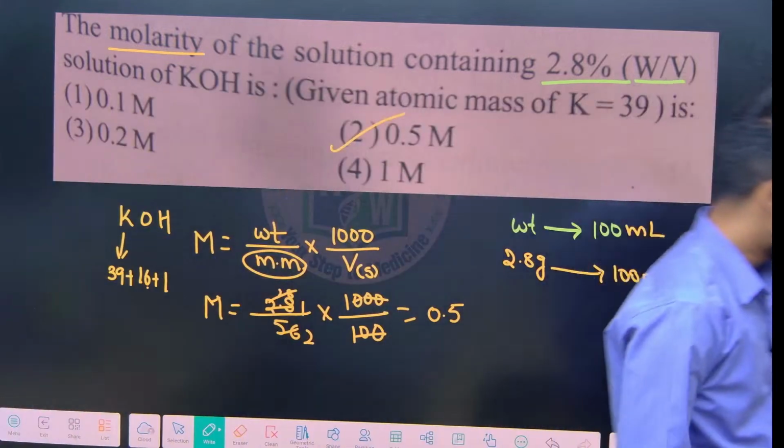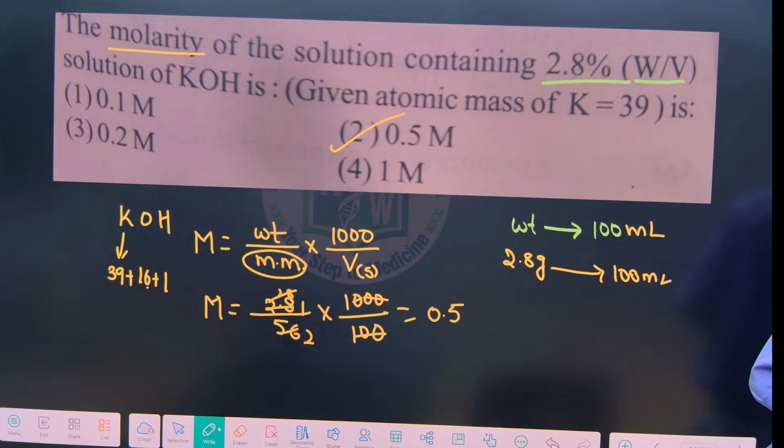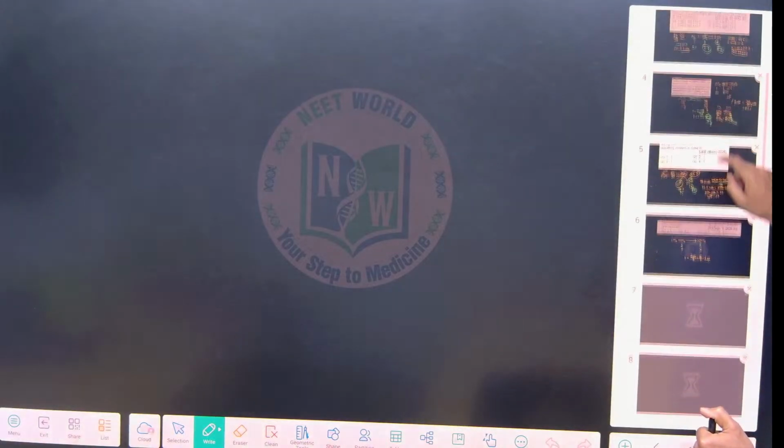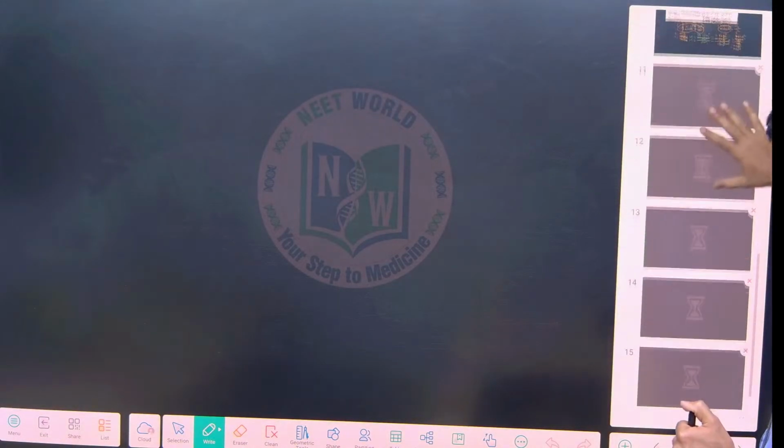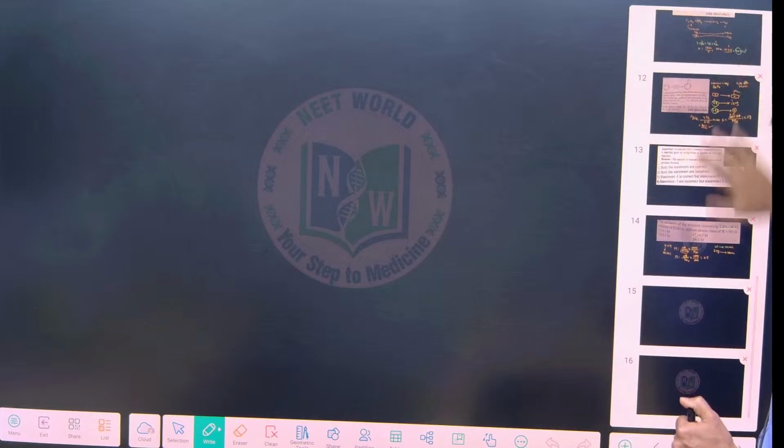Right. Anyone in the chat box? Yeah. Next question here. So these are the questions for the discussion from mole concept.